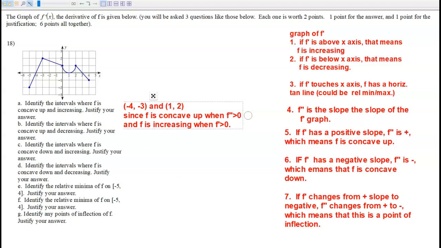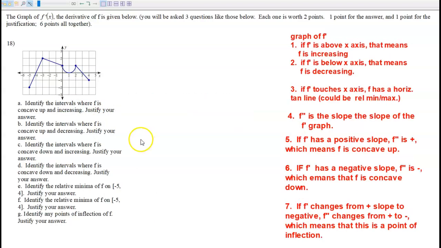All right, let's go ahead and do part C. Part C is asking us to identify those intervals where f is concave down and increasing. All right, let's start with concave down. F is concave down when f prime has a negative slope. So looking at our graph, where does f have a negative slope? I see f having a negative slope here, here, and here.